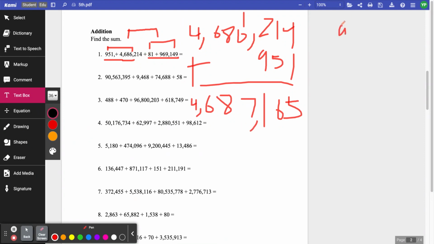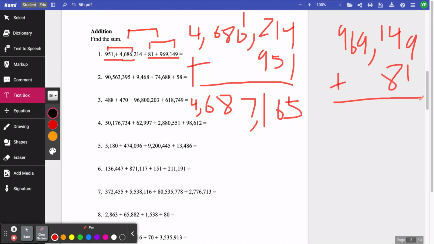So it's going to be 969,149 plus 81, right? And it's going to be 9 plus 1, 10. 1 plus 4, 5. 5 plus 8, 13. And then put 1 here. 1 plus 1, 2. And then you just bring everything down. Now, once we have these, now we just gotta add these 2.